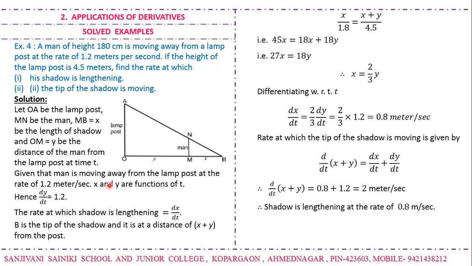So the shadow is lengthening at the rate of 0.8 meter per second, and the tip of the shadow is moving at the rate of 2 meter per second. Okay, so this is all about the rate measure.